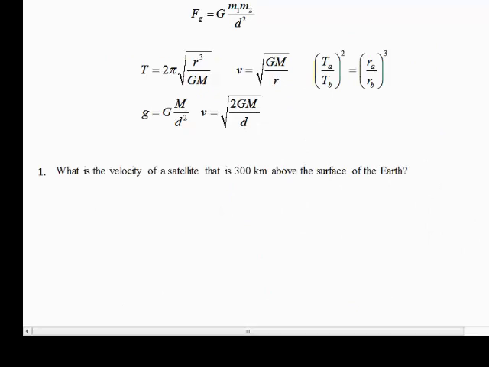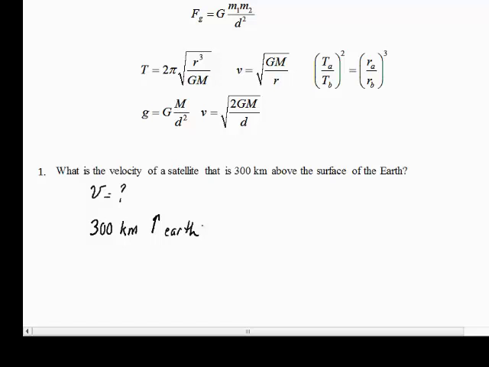Let's look at the first problem. What is the velocity of a satellite that is 300 kilometers above the surface of the Earth? We're going to write down our knowns and unknowns. Okay, I've written down what I know and what I'm hunting for, and it doesn't really help me a whole lot, except that I'm hunting for velocity.